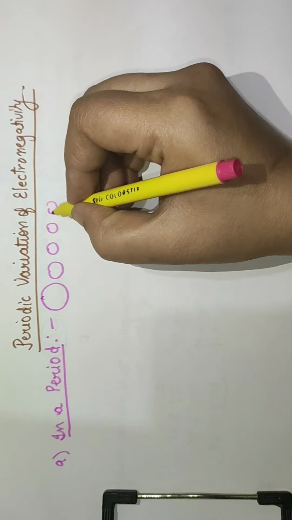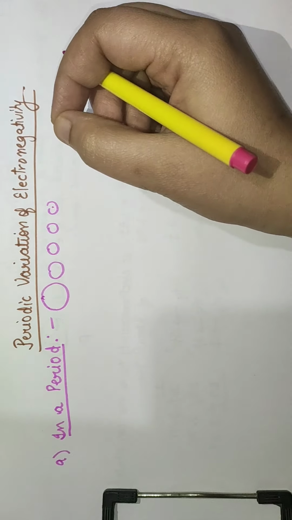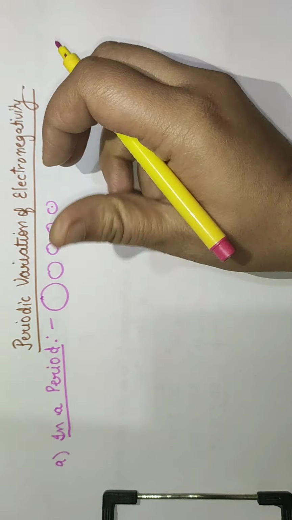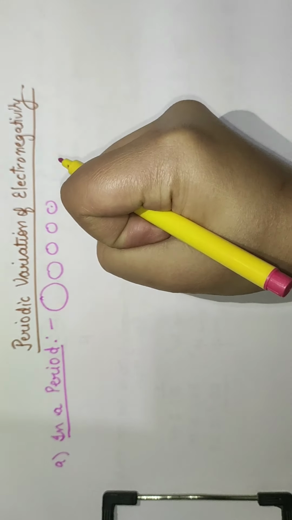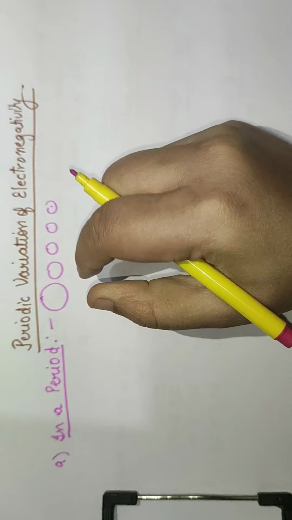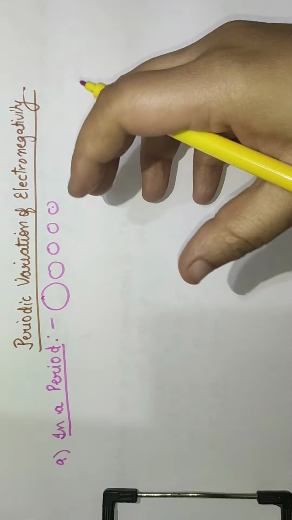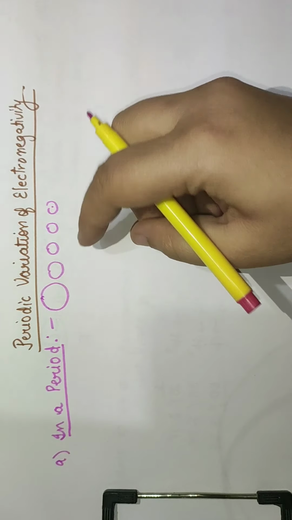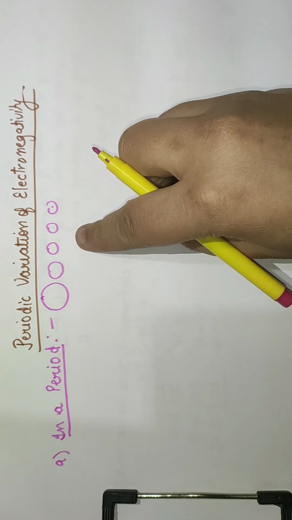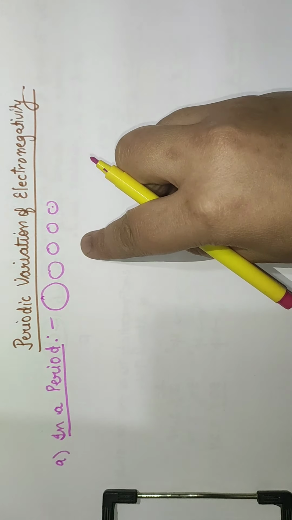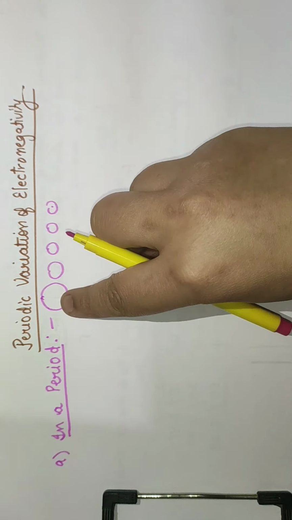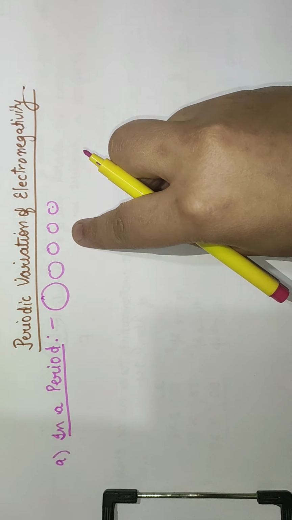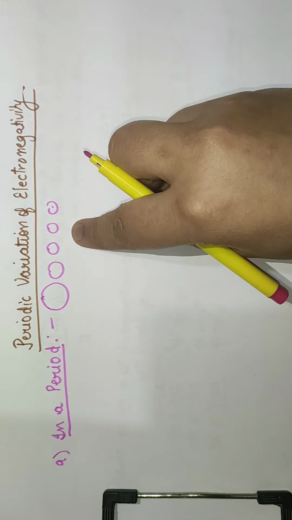As the size decreases, the attraction towards the outermost electron will be more. If the attraction is more, the tendency to hold will be more, towards fluorine, chlorine, bromine. If the hold is more, what will electronegativity do? It will increase. So when we move across a period, the electronegativity increases from left to right. This is due to the decrease in atomic size.